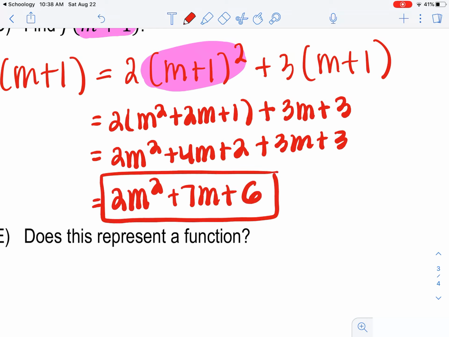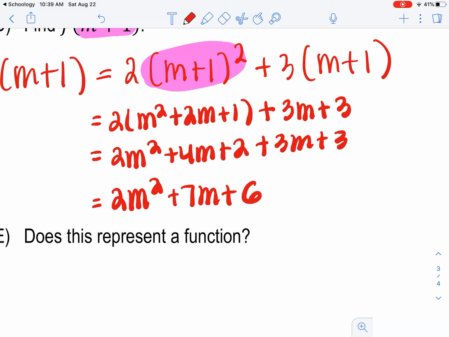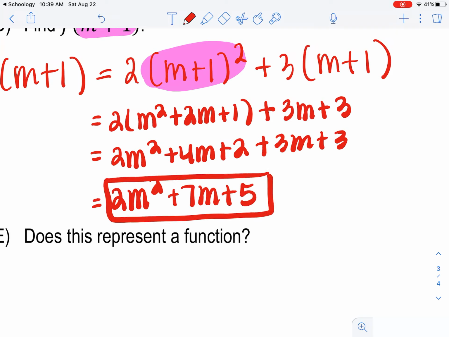Okay? So what people accidentally do on the quiz and on the test is they say, do we have to factor that? Do I set each factor equal to 0? This is not an equation. You do not have to solve. Therefore, there's no reason to factor this.